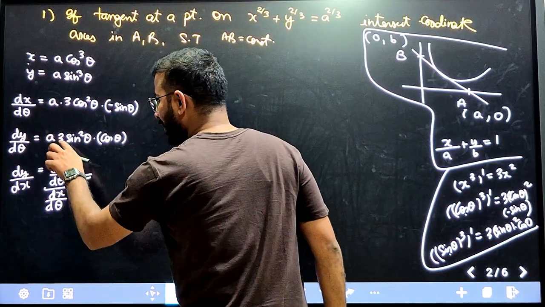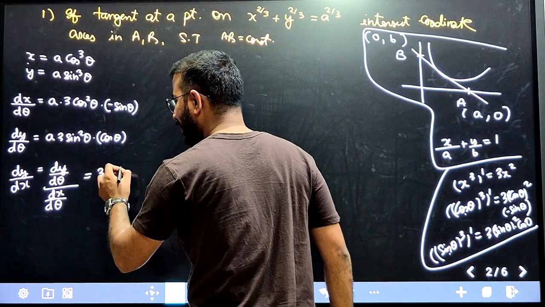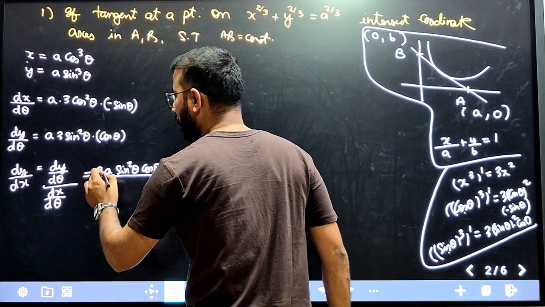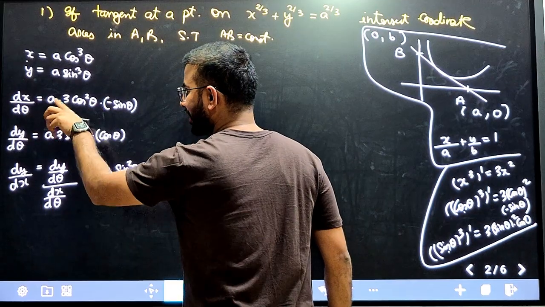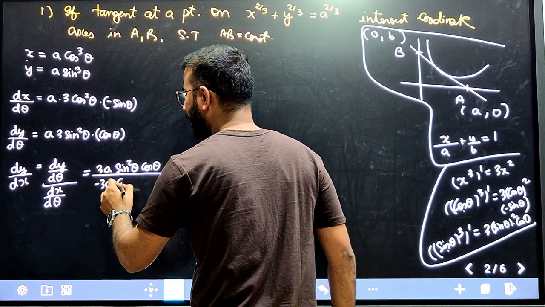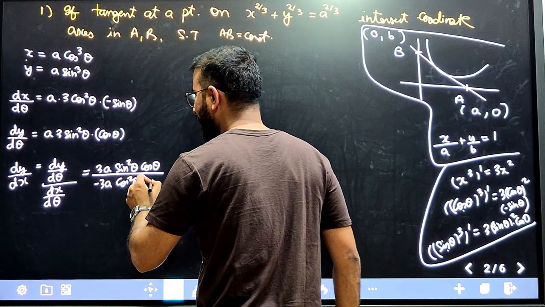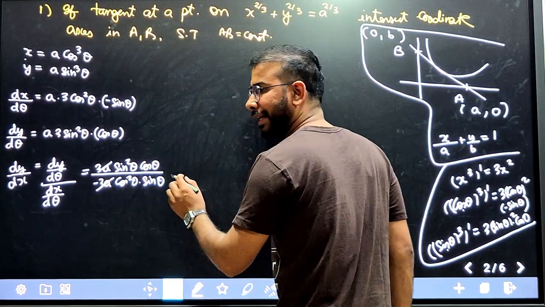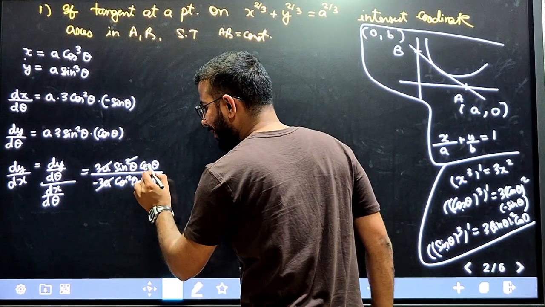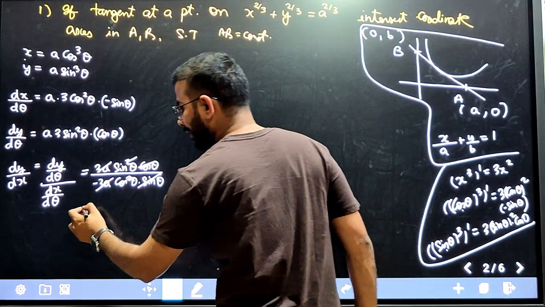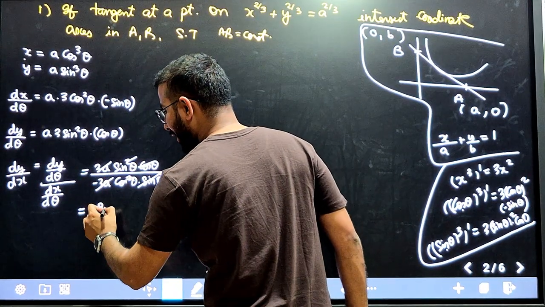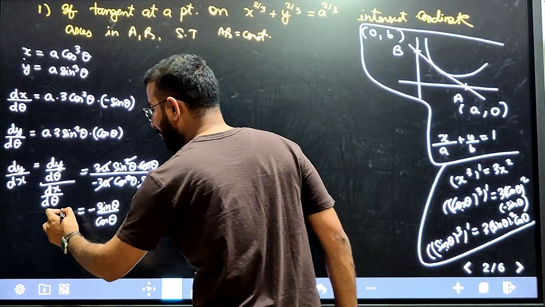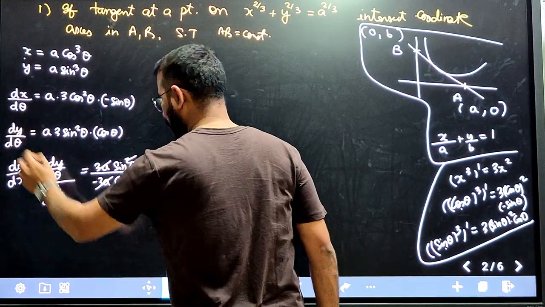So this is 3a sine square theta into cos theta, divided by dx by d theta, which is minus 3a cos square theta into sine theta. Is anything getting cancelled? Yes. 3a cancels, one sine theta is cancelled, and one cos theta is cancelled. So what you are left with is sine theta over minus cos theta, and dy by dx is nothing but your slope m, right?